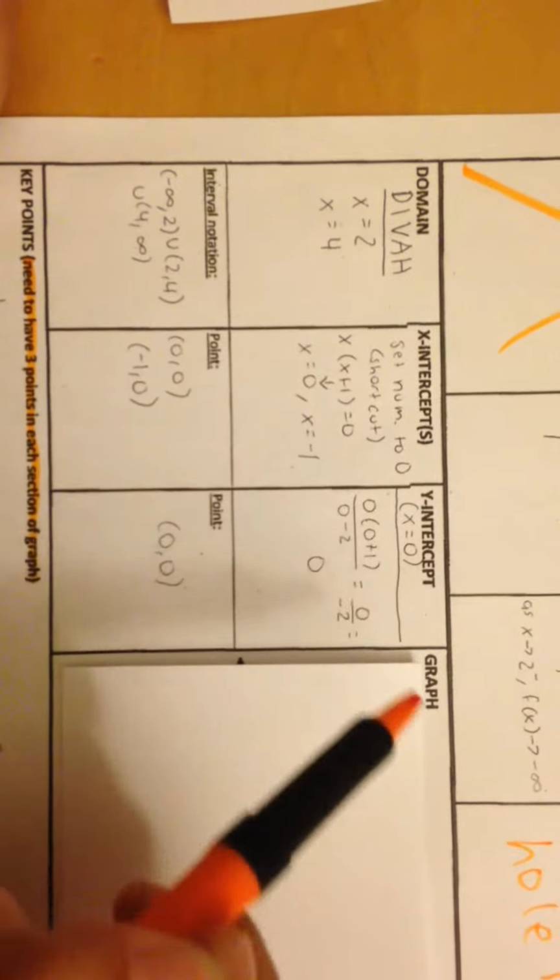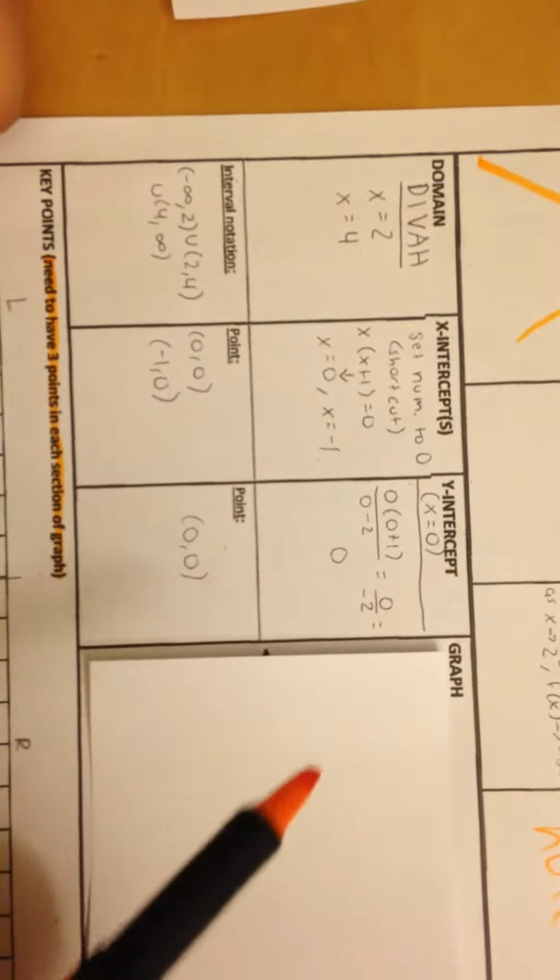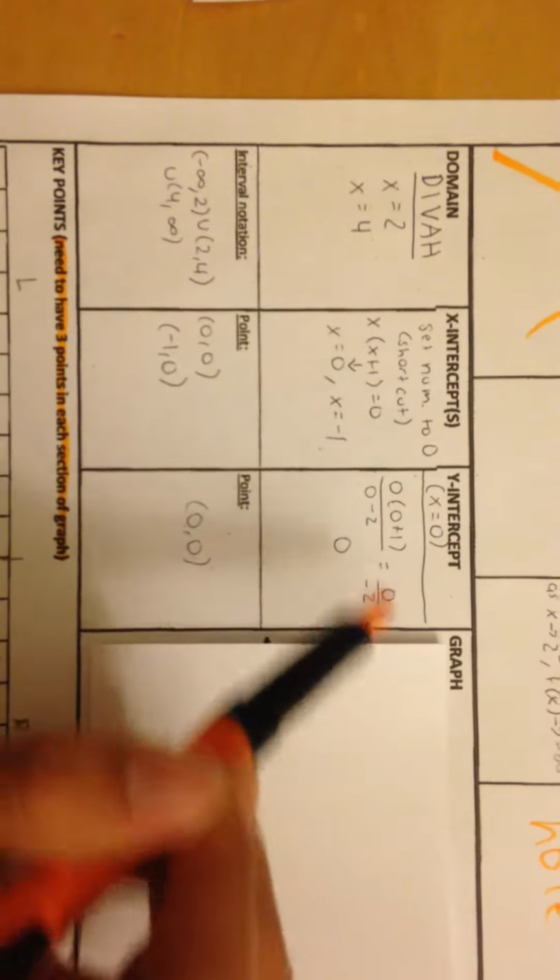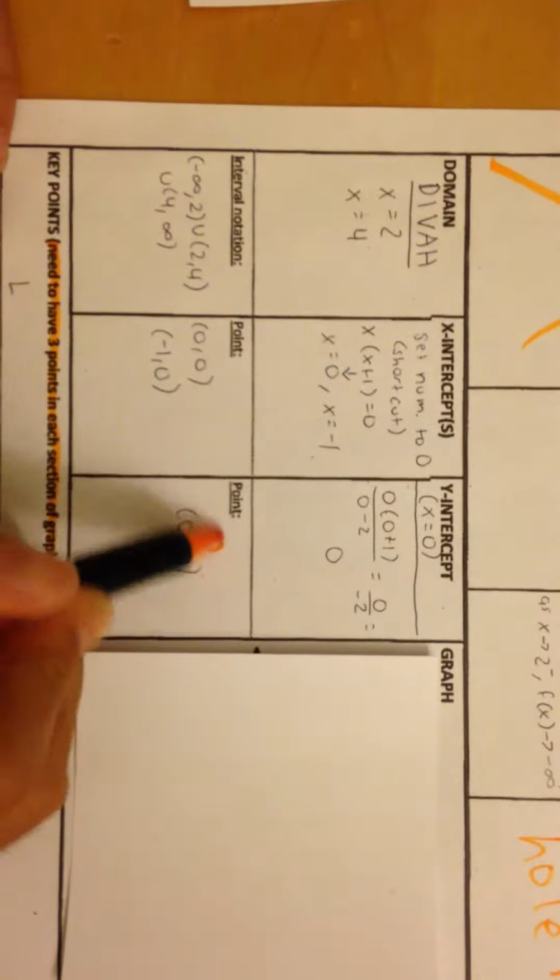The last thing we have to find is our y-intercept. Now, our y-intercept is simply substituting all x's with 0. So 0 times 0 plus 1 over 0 minus 2. So we get 0 over negative 2, which would simply be 0. And our point would be (0, 0), or the origin.